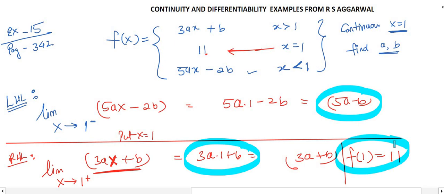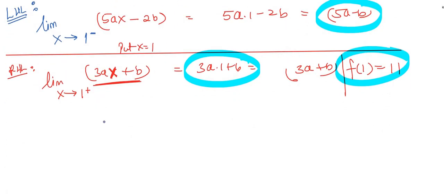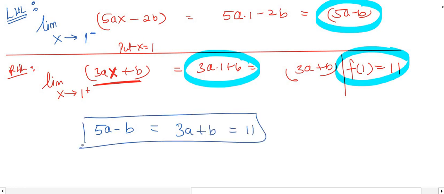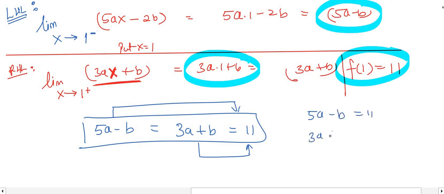From here we will calculate A and B. Let's write down what we got. 5a minus b, LHL, is equal to RHL, is equal to 11. For continuity, all three should be equal. If this is equal to this and this is equal to this, we get two equations and 2 unknowns. So let me write down 5a minus b is 11 and 3a plus b is 11. These two equations. So now we are supposed to just solve them.